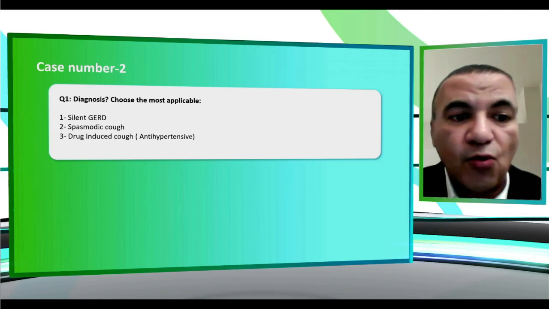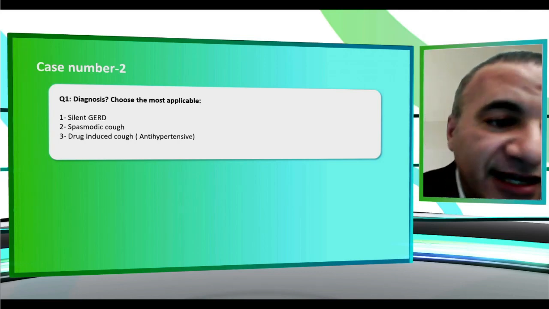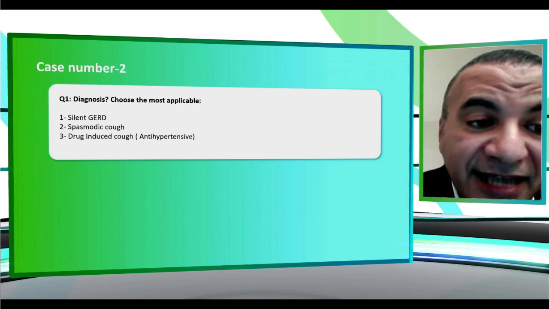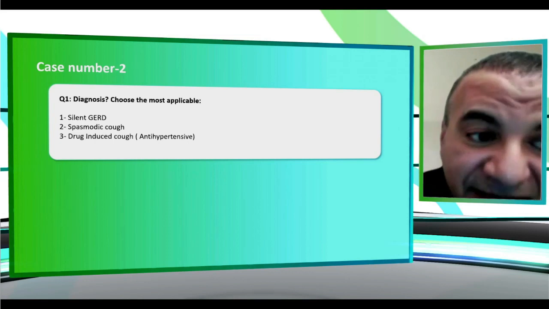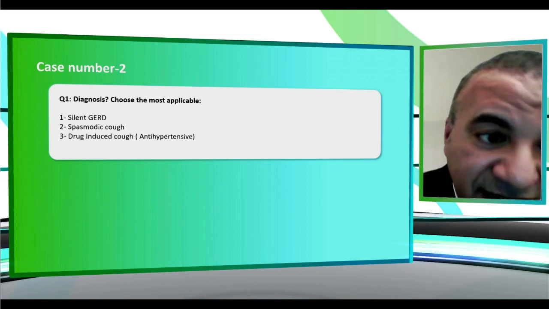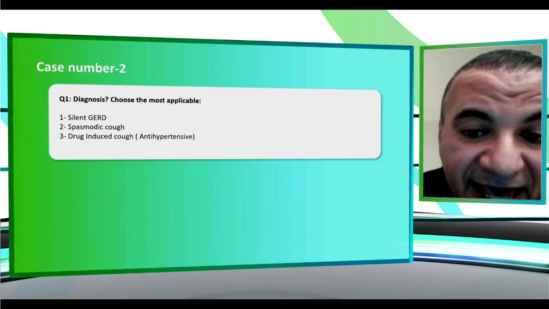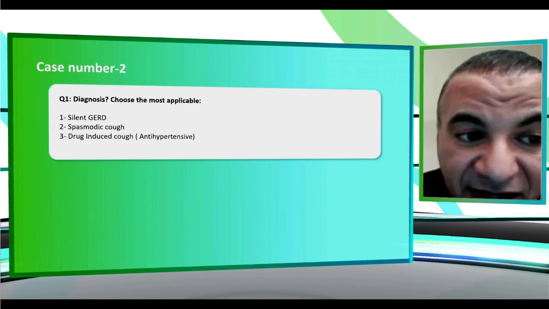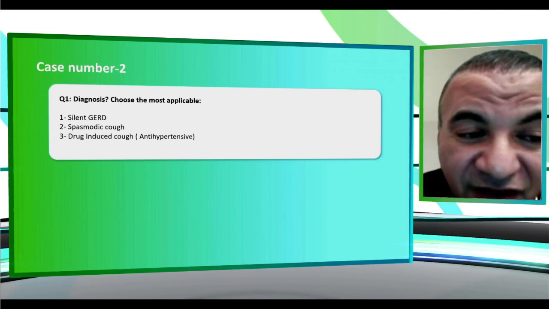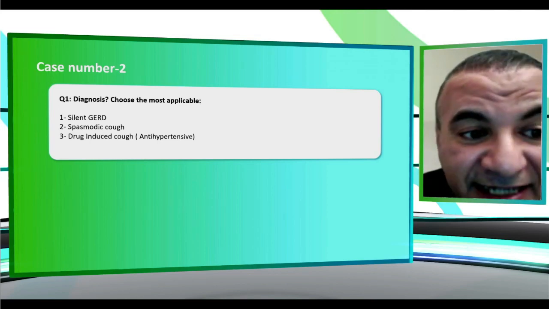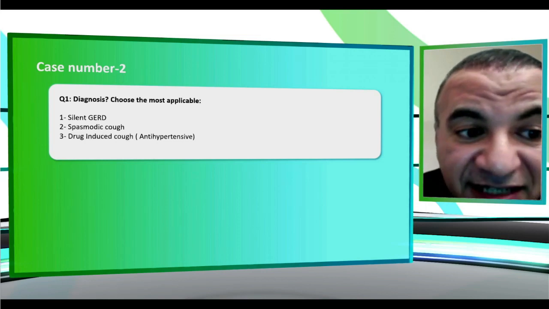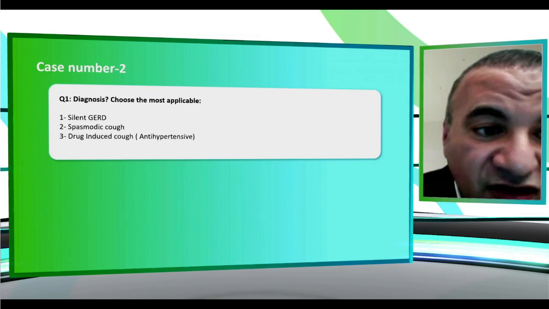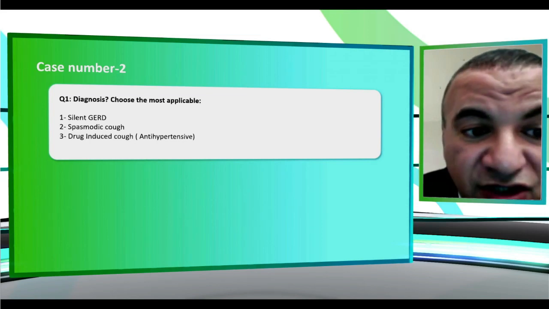So choose the proper diagnosis. A lady has a cough for a long time, and the cough is worsening at night time, and specifically when she lies down. This is a cough which is really worse, with some choking episodes. This is important. And the only positive thing is she has a congested oral mucosa. Is it a case of silent gastroesophageal reflux disease? Is it a case of spasmodic cough? Or is it a case of drug-induced cough by antihypertensives?